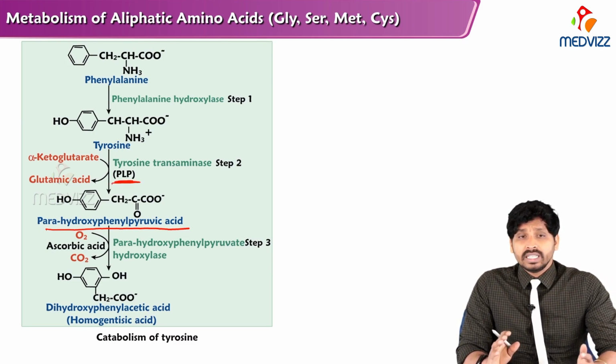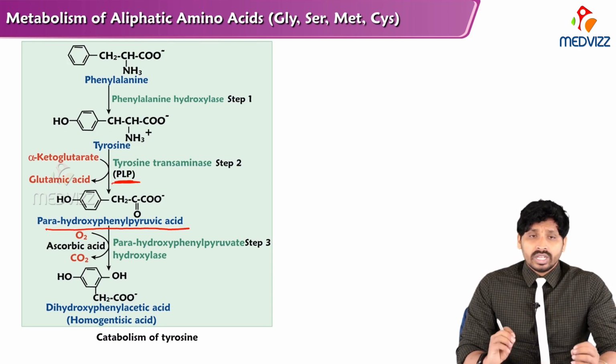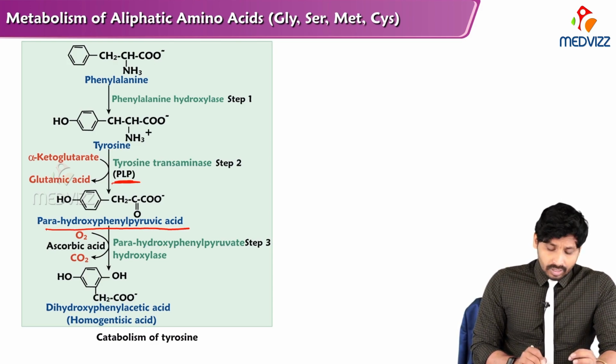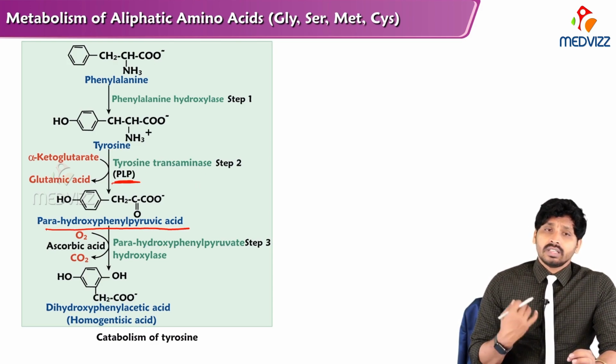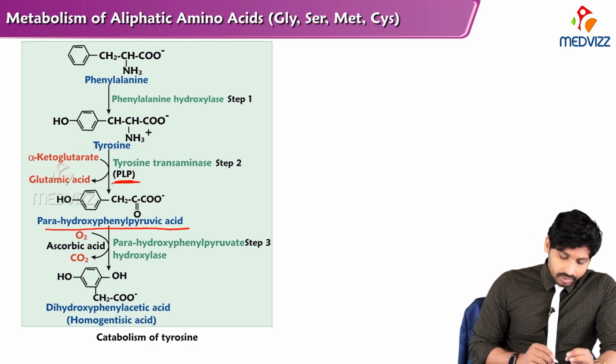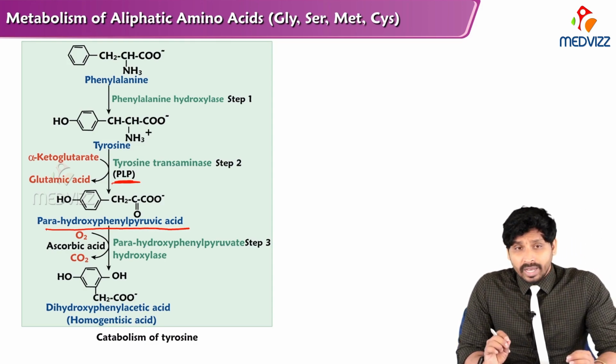Okay, PLP is a B6 water soluble vitamin and the coenzyme is PLP. The enzyme is tyrosine transaminase. So because of tyrosine transaminase, tyrosine is able to donate its amino group to alpha ketoglutarate and convert it into para-hydroxyphenylpyruvic acid.